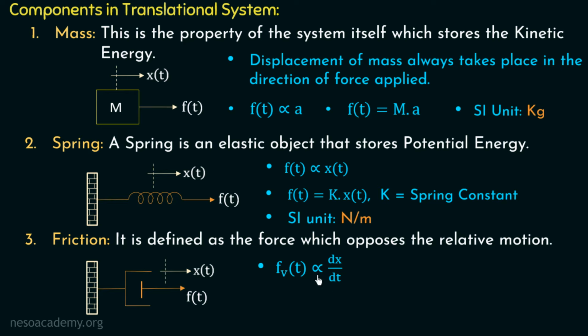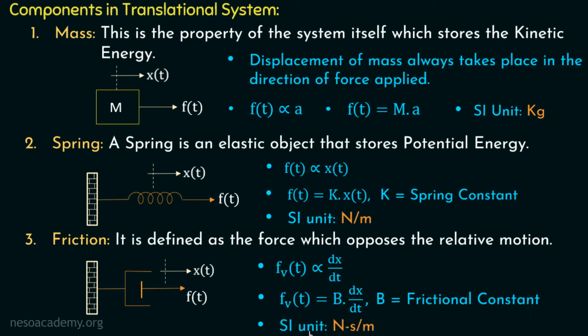Now, if we want to remove this proportionality, we can add a constant and we can write Fv of t equal to b multiplied with dx over dt. In this expression, b represents the frictional constant or the coefficient of viscous friction, and the SI unit of frictional constant is Newton second per meter.